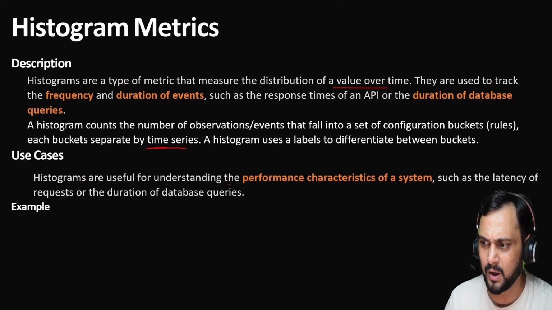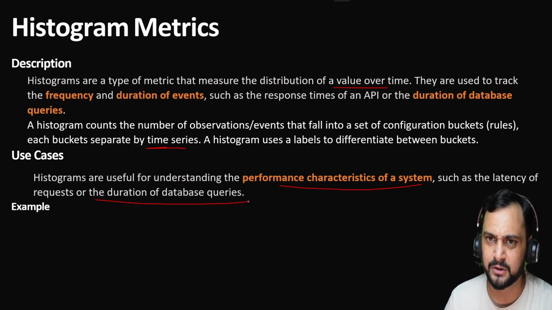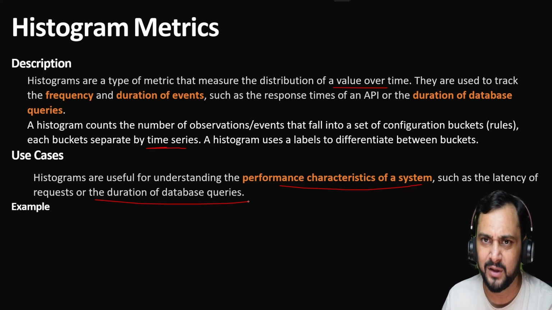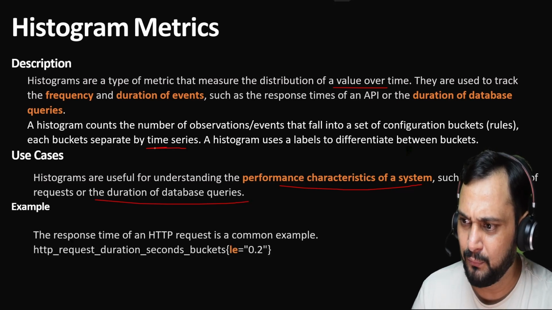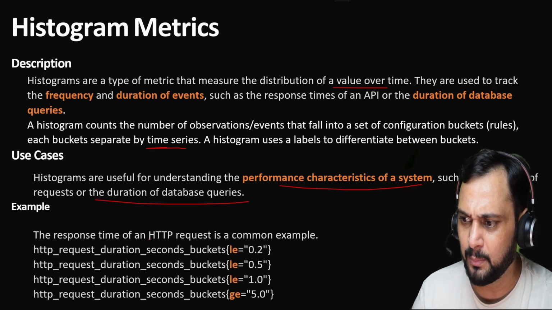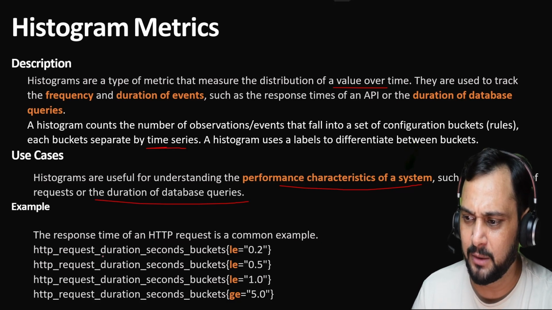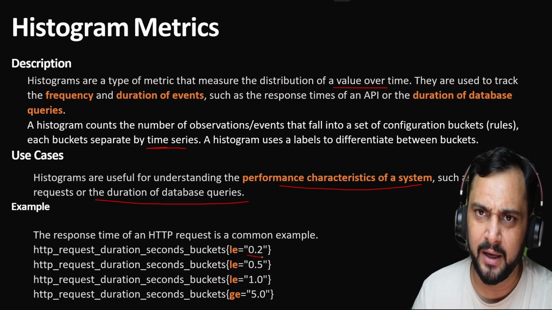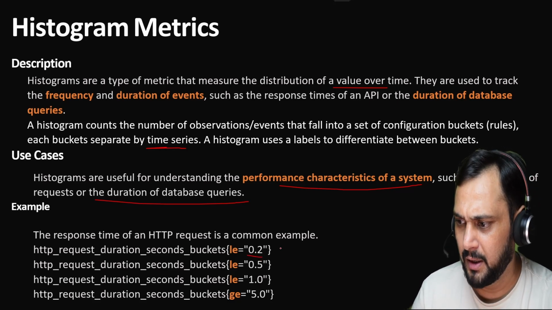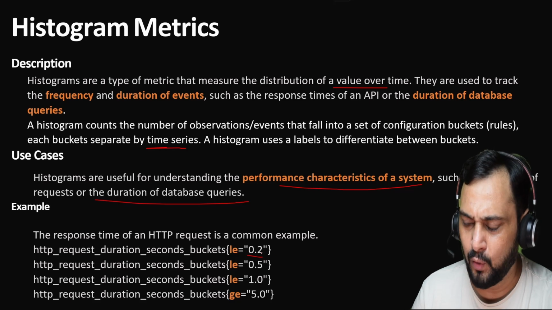Histograms are useful for understanding the performance characteristics of a system, such as the latency of requests or the duration of database queries. Sometimes we want to write something to the database or fetch something from the database. So how much time does it take? Let's take an example with the time series here. The response time of an HTTP request is a common example, right? We can say that for HTTP requests in the 0.2 second bucket, how much time does it take. Maybe 1000 queries fall into 0.2.